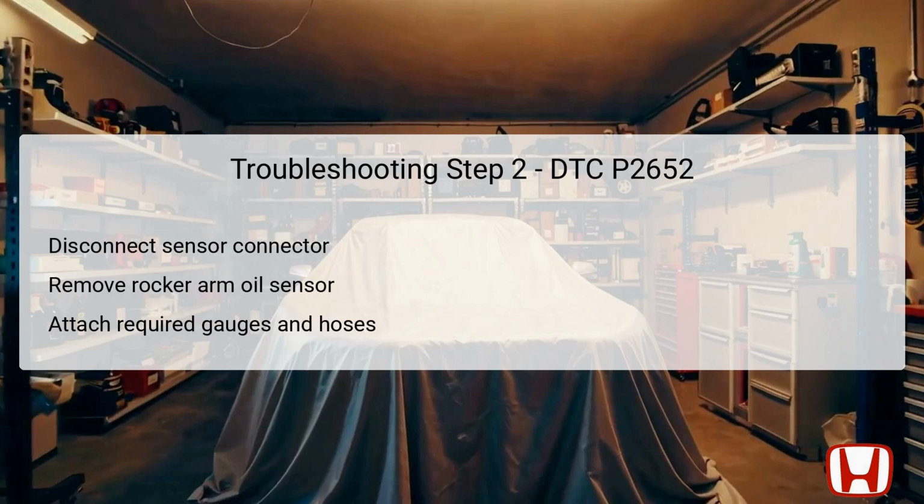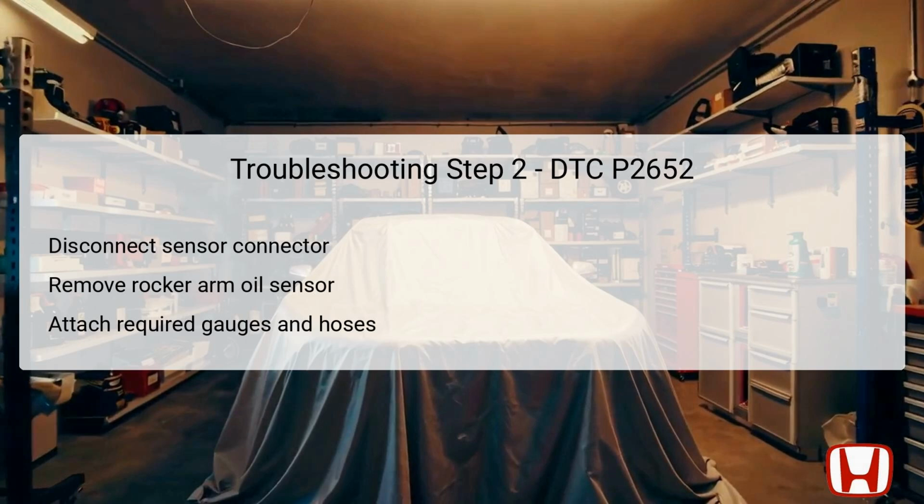In this step, begin troubleshooting by turning the vehicle off and disconnecting the rocker arm oil pressure sensor connector. This action isolates the sensor from the vehicle's electrical system, allowing for accurate testing. Next, carefully remove the rocker arm oil pressure sensor from the rocker arm oil control valve. This sensor is typically secured by bolts, requiring specific torque settings during reinstallation. So attention to detail is crucial.